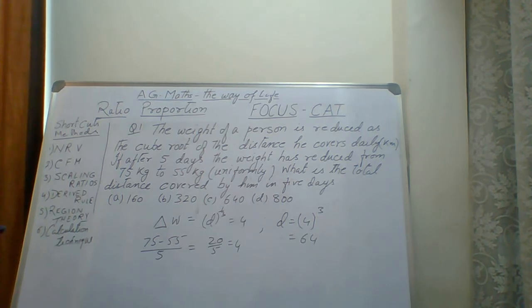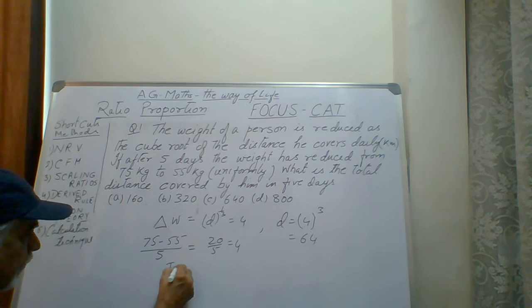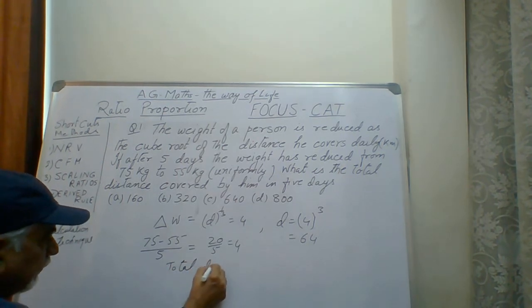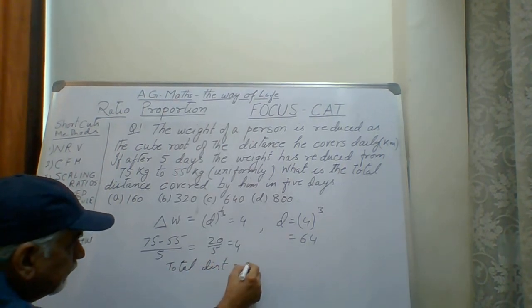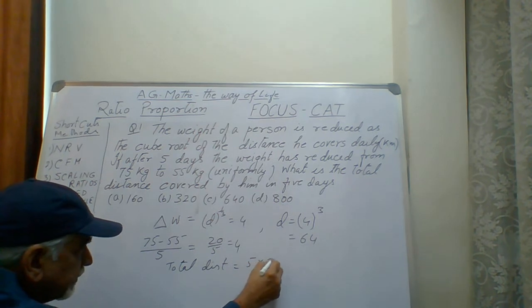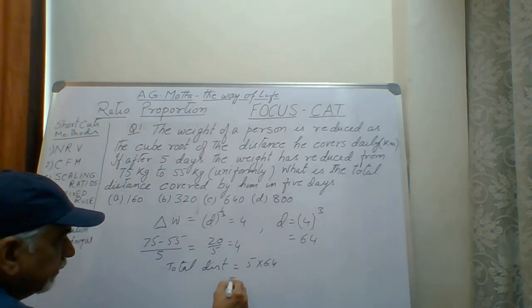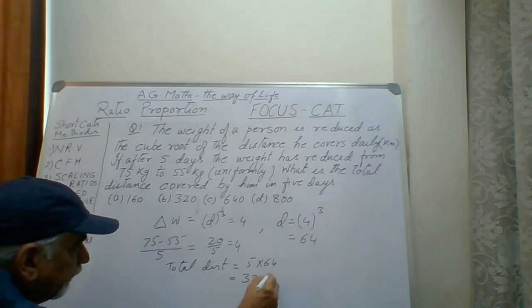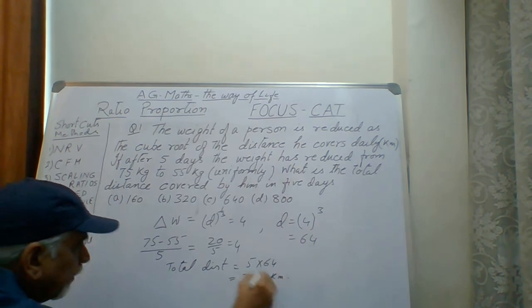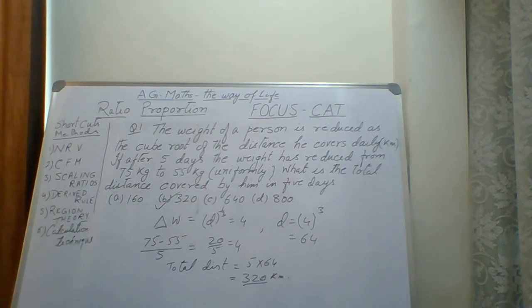Now the total distance covered, that is per day. The total distance is how much? Total distance is equal to 5 days at 64 per day. So it comes to 320 kilometers. And the option is here B. So fast you have done it. This is how we approach the problem in our CAT.